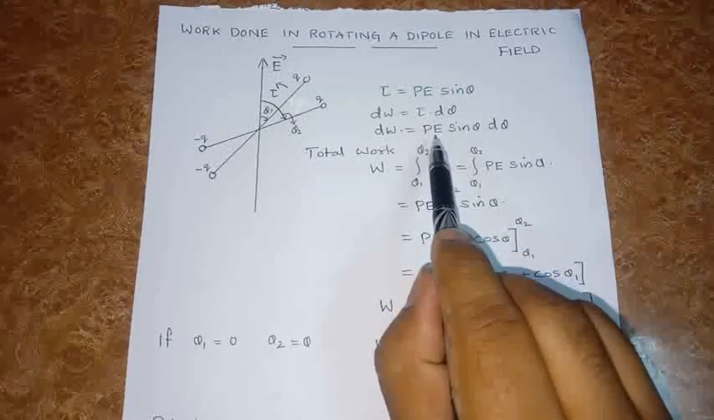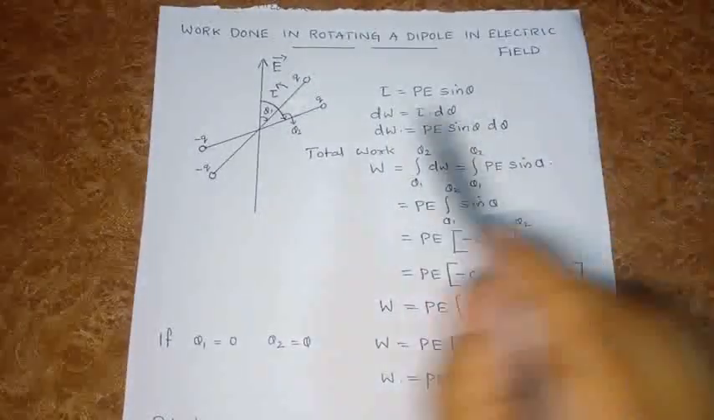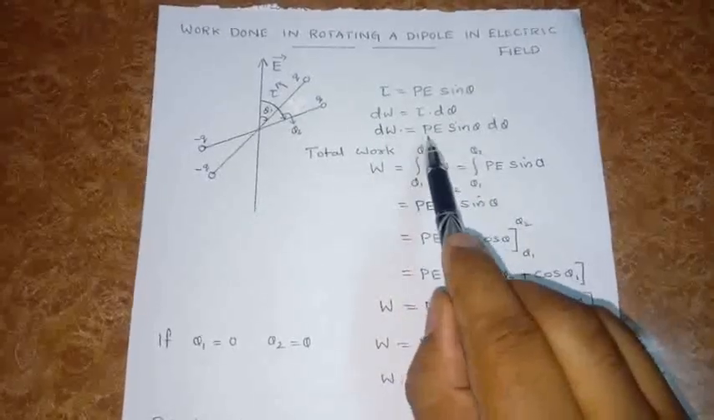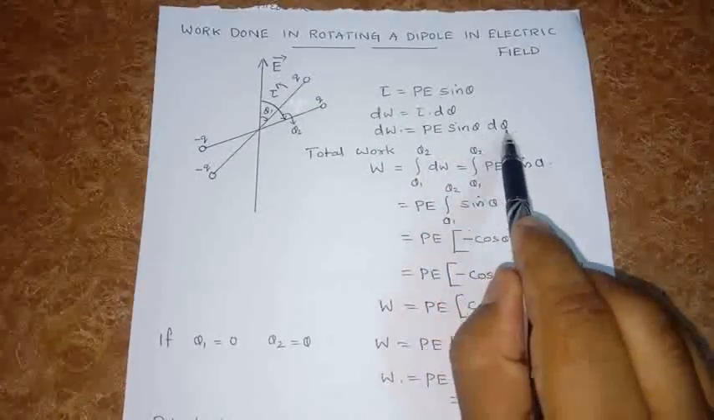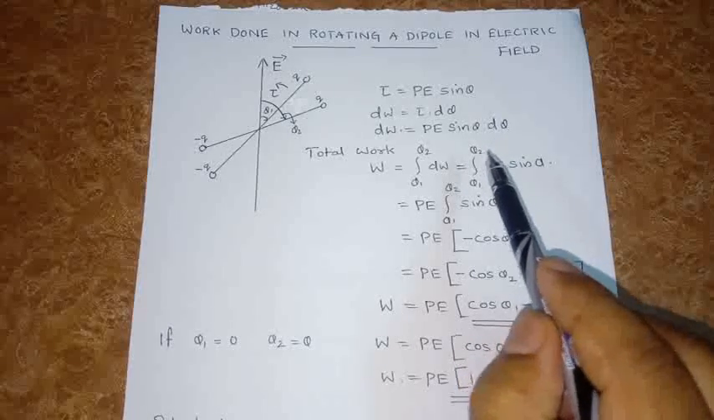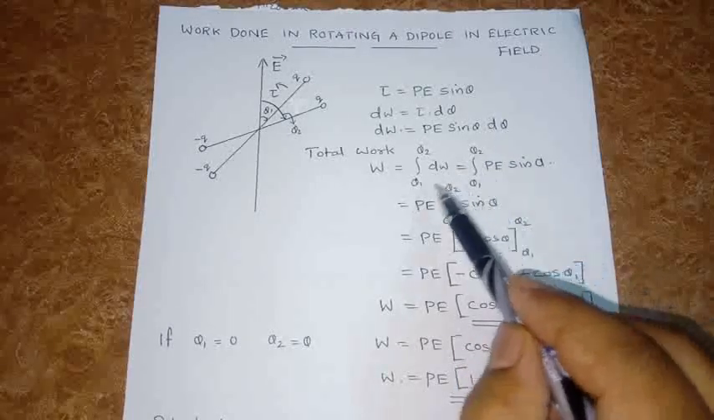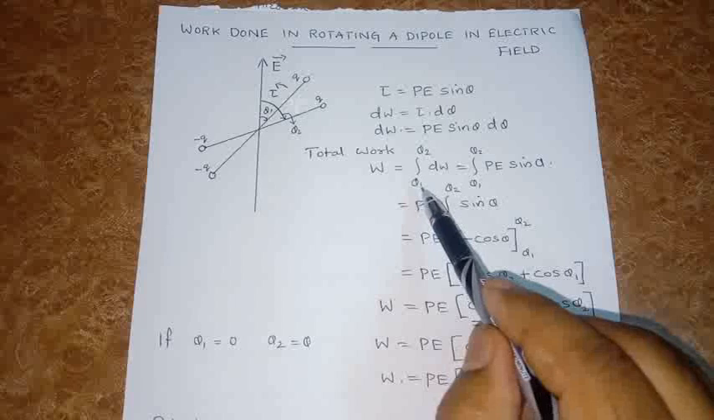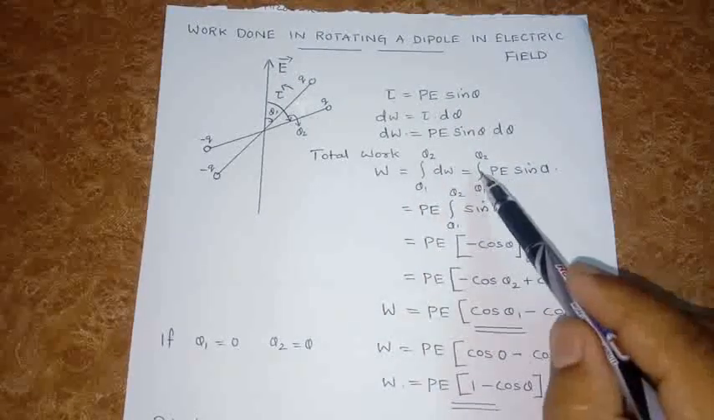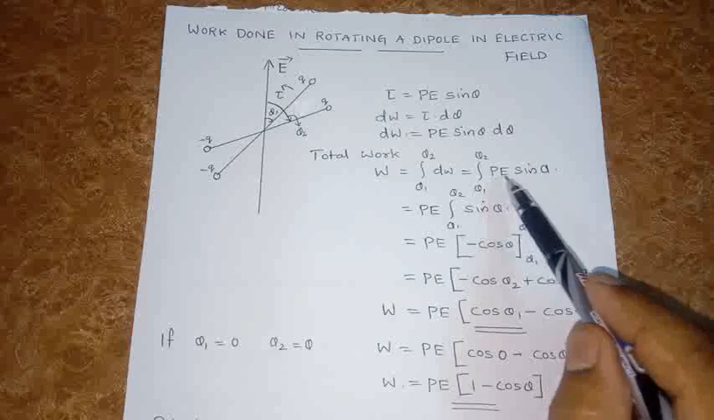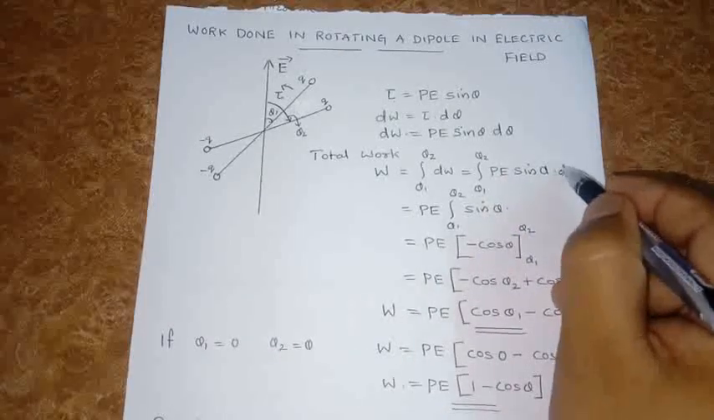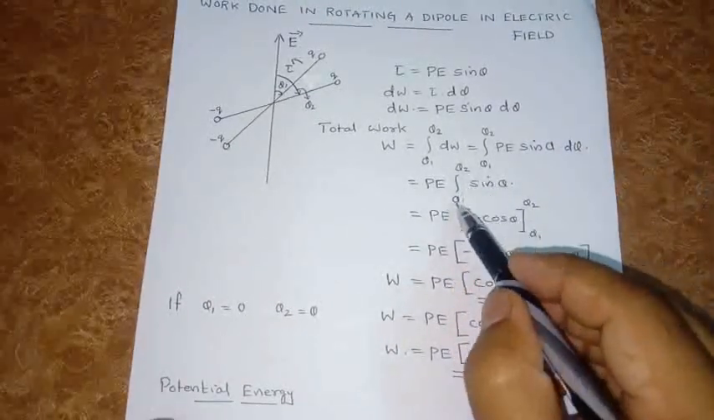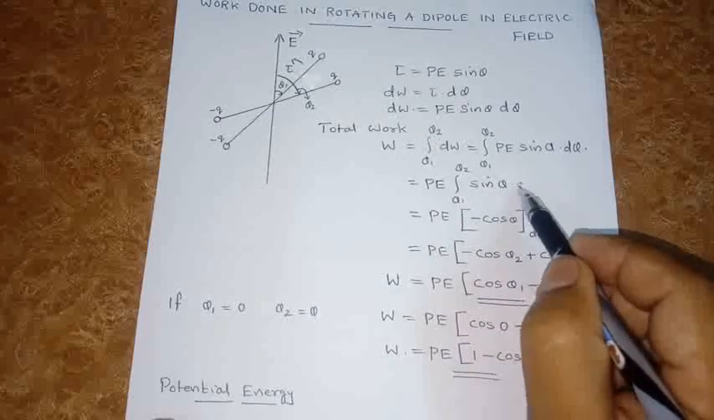Our aim is to turn the dipole through an angle from theta 1 to theta 2. Let us substitute tau here; then dW can be written as pE sin theta d theta. Now what is the total work done to turn the dipole from an angle theta 1 to theta 2? So we have to integrate this equation. W is equal to the integral from theta 1 to theta 2 of dW, which is the integral from theta 1 to theta 2 of pE sin theta d theta. Now pE can be taken out, and what remains is the integral from theta 1 to theta 2 of sin theta d theta.